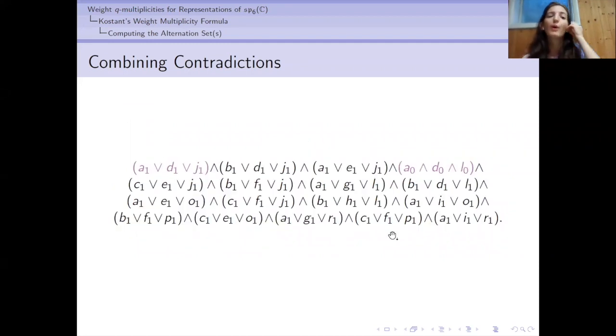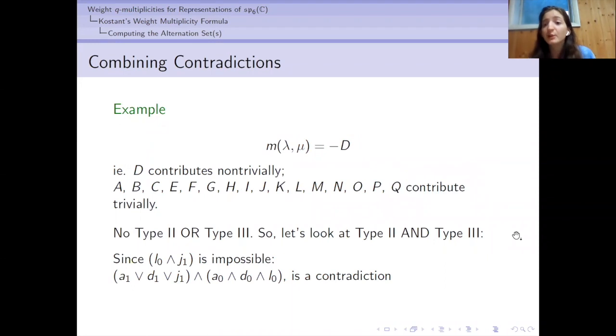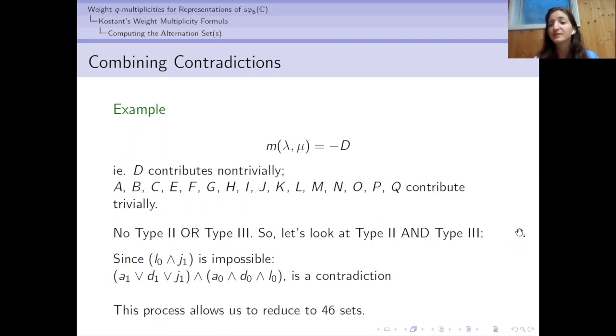So here in this logical statement now are highlighted two parts of it. And you notice that in these two parts, you have A1 and A0, which is a contradiction of type 2, D1 and D0, also a contradiction of type 2. And then we have J1 and L0, which is a contradiction of type 3. So since these are contradictions, these two being together in the same logical statement is the contradiction, which means the whole logical statement is the contradiction. And so the multiplicity formula can never equal -d, and its corresponding alternation set can never be an alternation set. Using this process, we get down to 46 possible alternation sets.